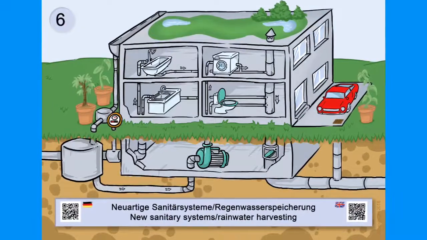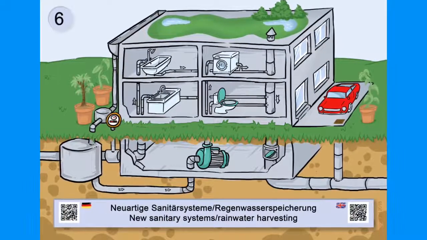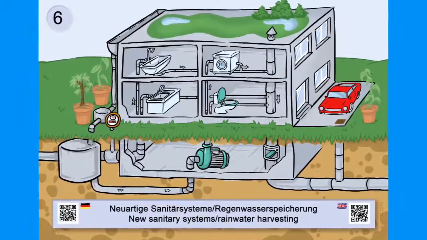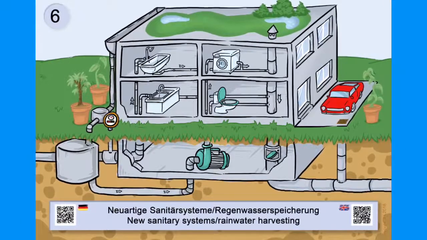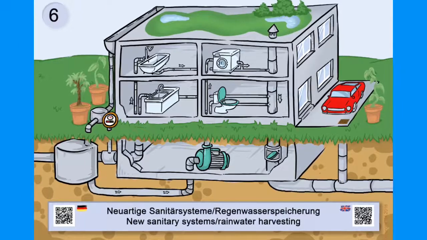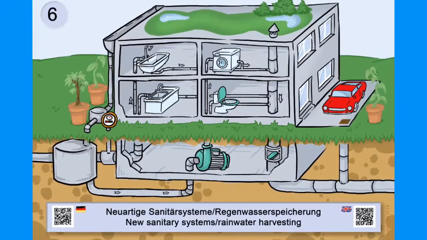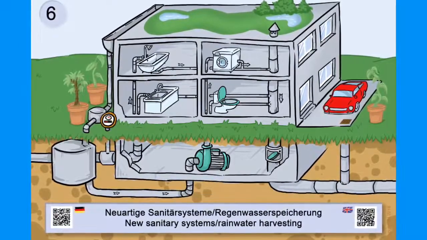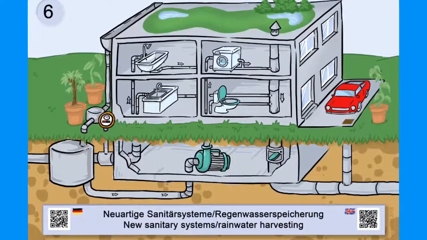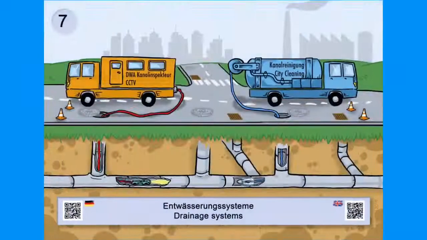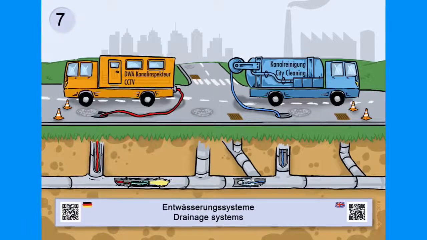Here you see a more modern house. That means the rainwater is harvested. Here on the left-hand side you see a cistern, and the rainwater is pumped to the toilet and the washing machines. So you can save a lot of water by using rainwater harvesting. It's pretty common in Germany nowadays, but it's also all over the world. It's pretty much needed.